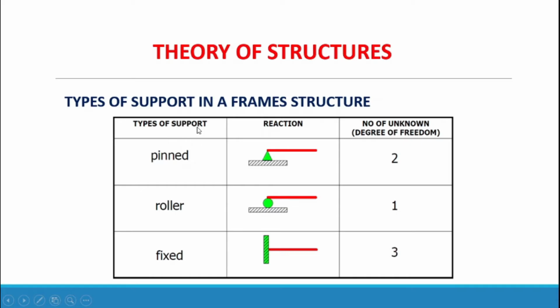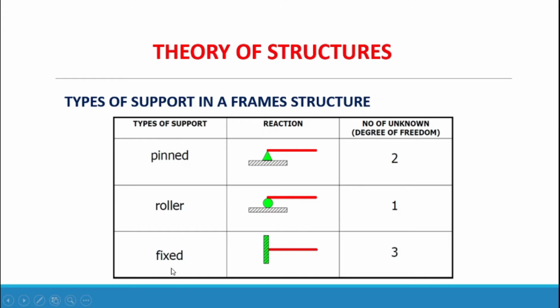So we have here the types of support in a frame structure. First, pin or hinge, and we have here the reaction. The number of unknown reactions, or degrees of freedom, is 2: horizontal reaction and vertical reaction. And the other support is a roller, and this is the symbol of a roller, and the number of unknowns is 1, and the reaction is horizontal.